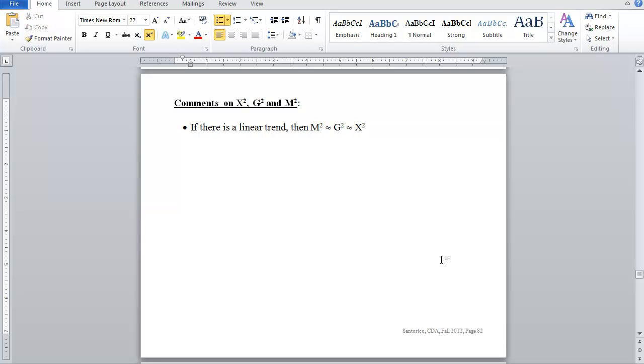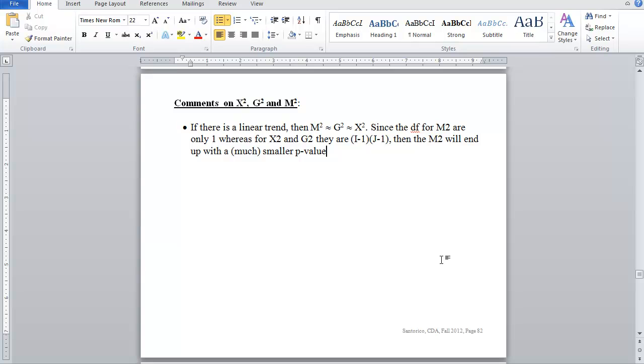Right, so let's think about what that would mean. If they are comparable in size, then think about what the significance is being judged with respect to. Your degrees of freedom for the M-squared are only 1, whereas for your chi-square and G-squared, they are what? They are (I minus 1) times (J minus 1). So if your table is large, that could be considerably larger. Then the M-squared will end up with a smaller, and could be a much smaller, p-value. Right?